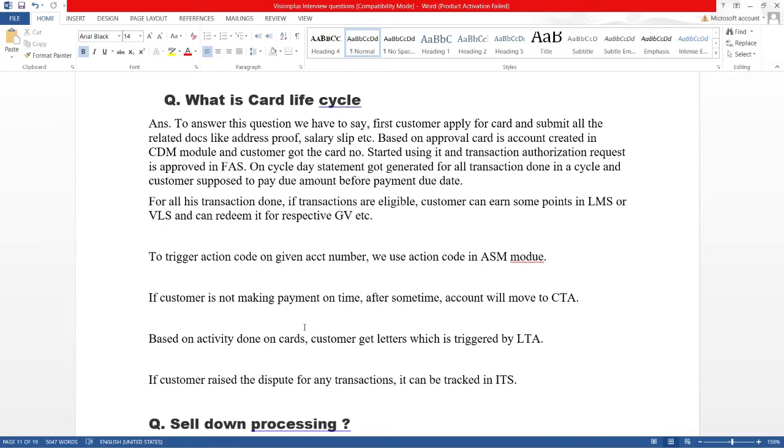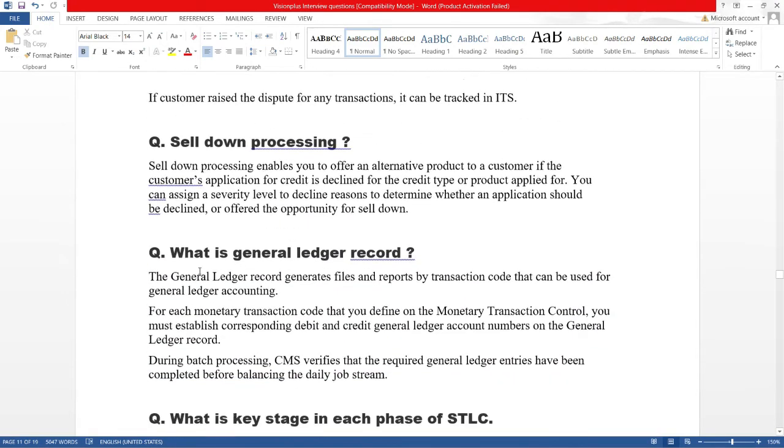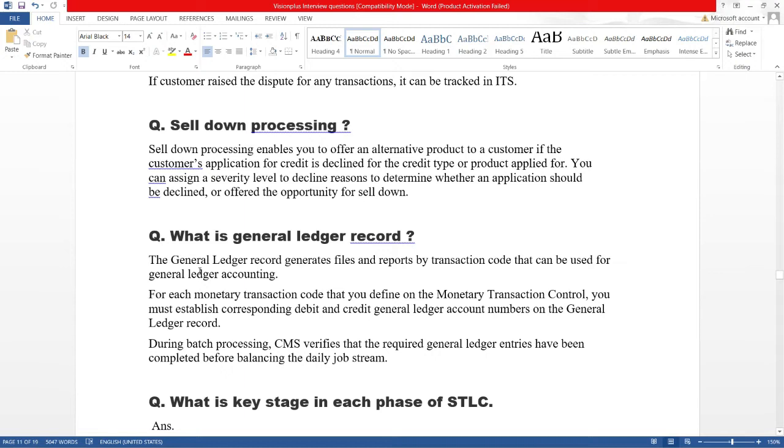Now based on the activity done at card, customer may get some letter which is triggered by LTA. If customer has a dispute transaction for any of its transactions, it can be tracked in the ITS. So like that, you have to touch every module. You have to answer in such a way that.